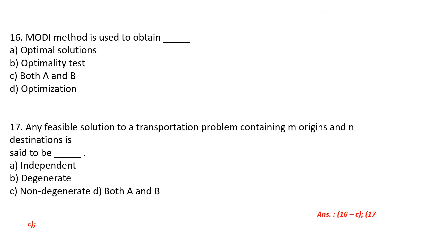16. Modi method is used to obtain optimum solution, optimality test, both A and B, D, optimization. The correct answer is option C, both A and B. 17. A feasible solution to a transportation problem containing m origins and n destinations is said to be independent, degenerate, non-degenerate, both A and B. The correct answer is option C, non-degenerate.